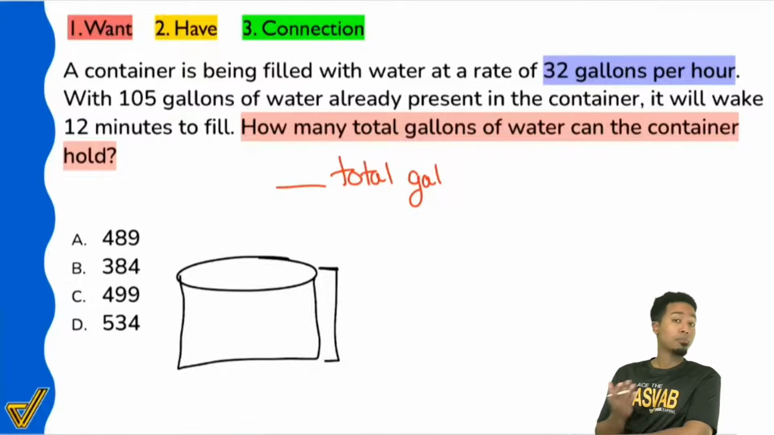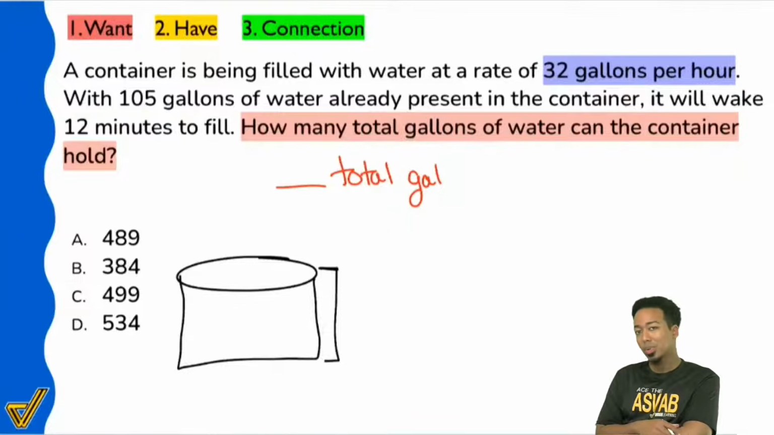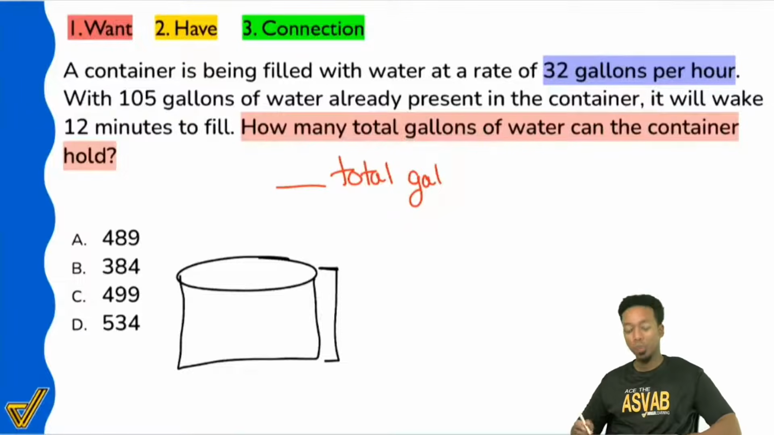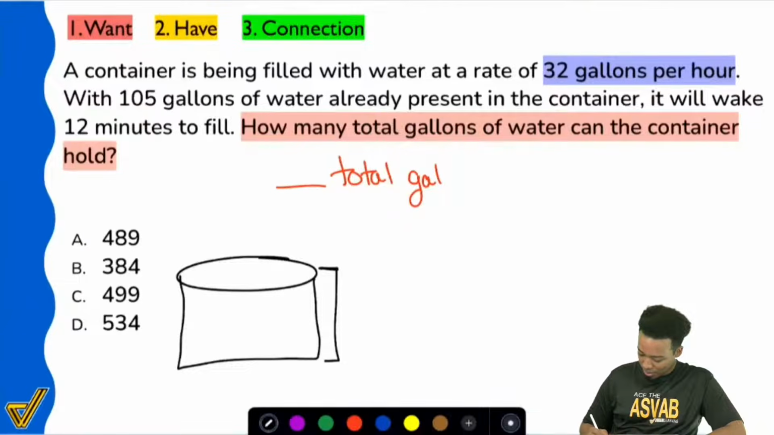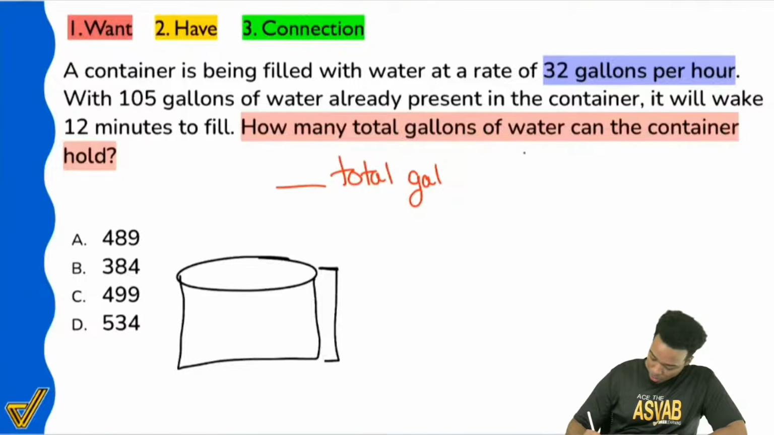Right, that's a rate. And pop quiz time. What's the key word that gives it away? Yeah, the word per. Every single time, that's what gives it away. So the word per gives that right there for us. So we have a rate equals 32 gallons per hour.